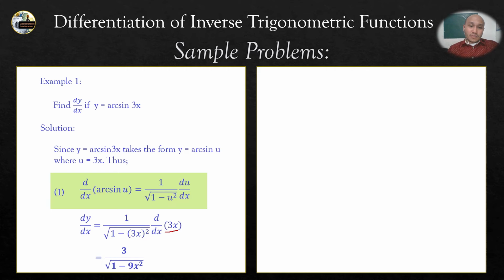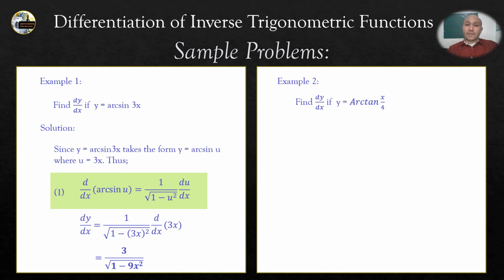Then we need to differentiate the 3x times d over dx. So this is equal to 3 here. Then we have to simplify this one, (3x) squared. 3 raised to 2 is 9 and x raised to 2 is x squared. So our final answer for problem number 1 is 3 over the square root of 1 minus 9x squared.